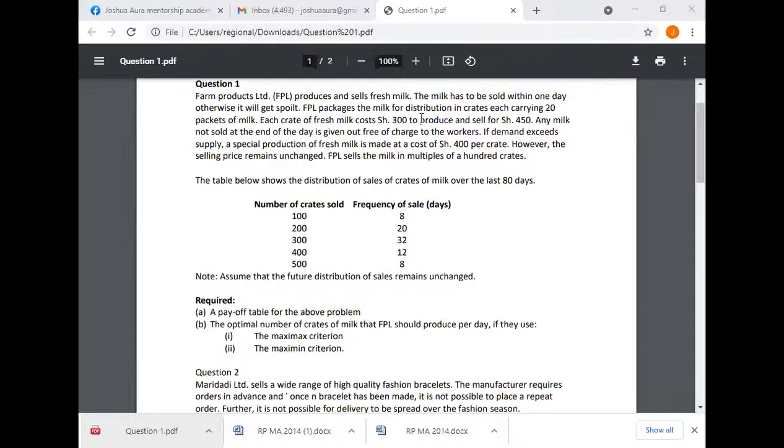FPL packages the milk for distribution in crates, each carrying 20 packets of milk. Each crate of fresh milk costs 300 to produce normally and will sell for 450. Any milk not sold at the end of the day is given out free of charge to the workers. If demand exceeds supply, there is a special production of fresh milk at a cost of 400.